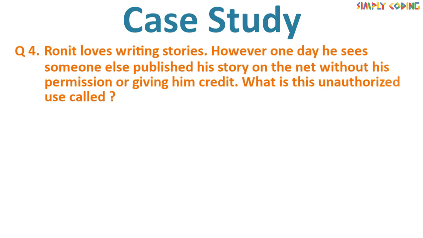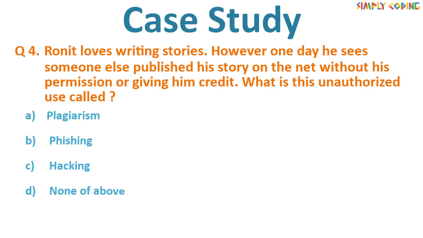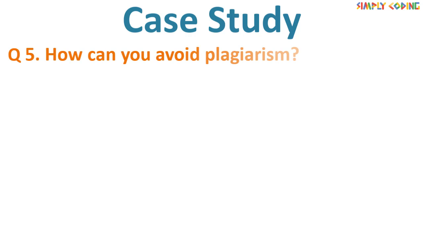Ronit loves writing stories. However, one day he sees someone else published his story on the net without his permission or giving him credit. What is this unauthorized use called? The options are plagiarism, phishing, hacking, or none of the above. The answer is A, which is plagiarism, which means stealing someone else's intellectual work. Let's see the next question.